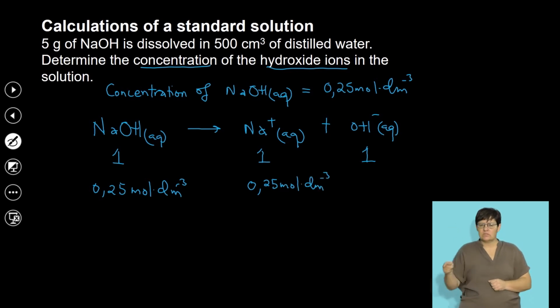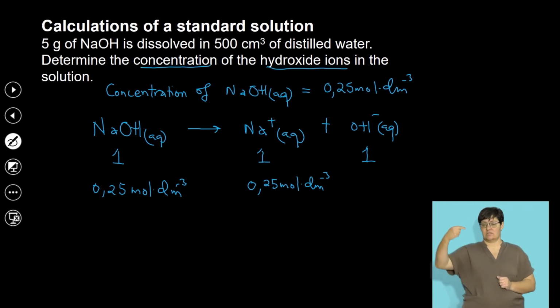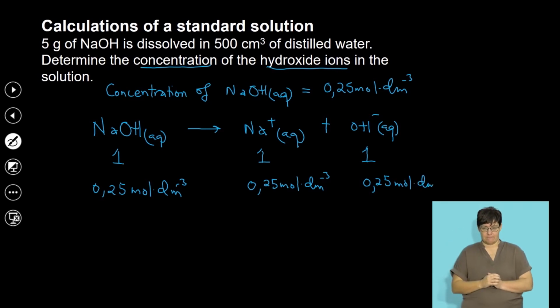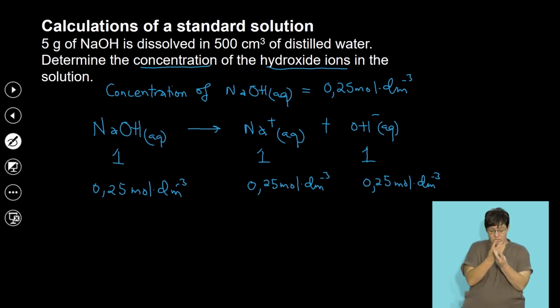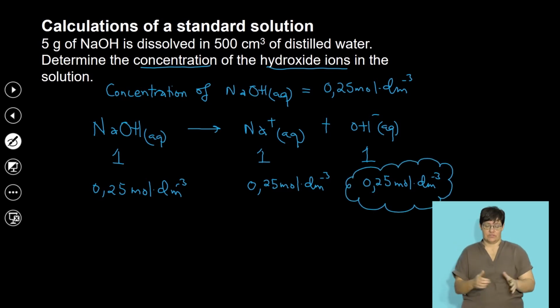Then what about that of the hydroxide ion? Because for every mole of sodium hydroxide in that solution, there is a mole of the hydroxide ion, the ratio still remains 1:1. So this gives us 0.25 mole per cubic decimeter. So this is what it means: if it's a standard solution and there is complete dissociation of sodium hydroxide, a mole of sodium hydroxide gives us a mole of the hydroxide ion. In other words, this is the concentration that the question requires us to determine.